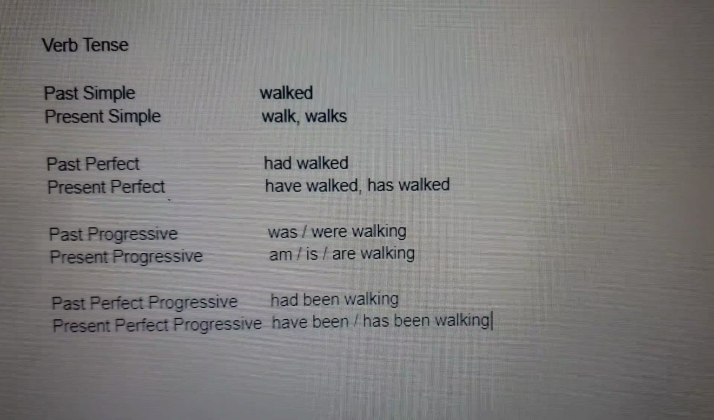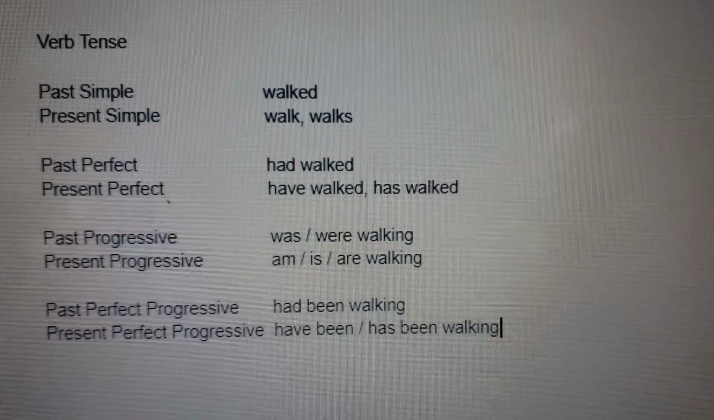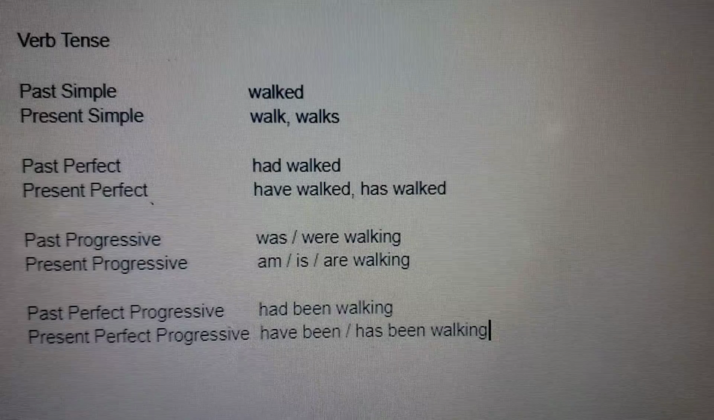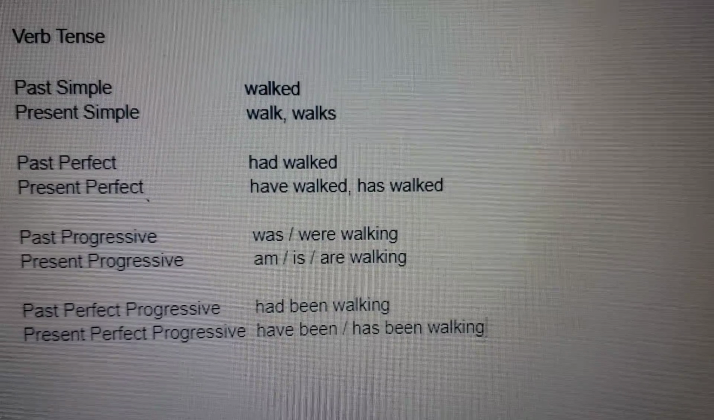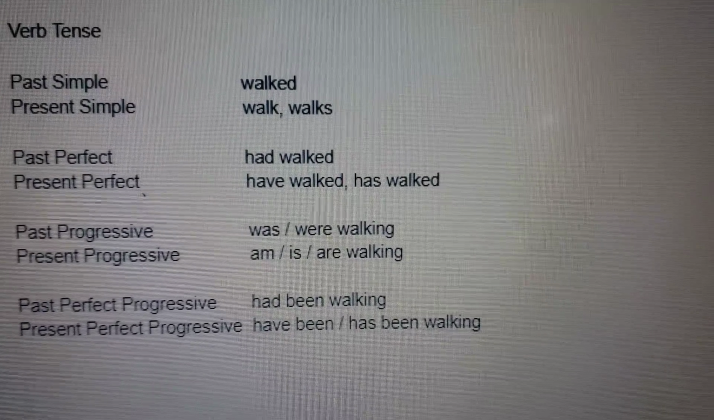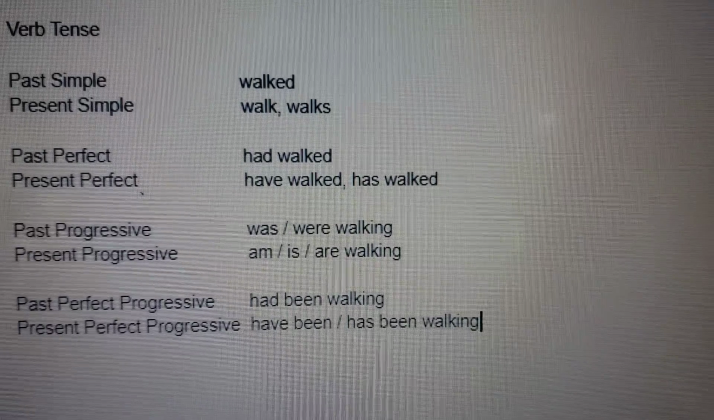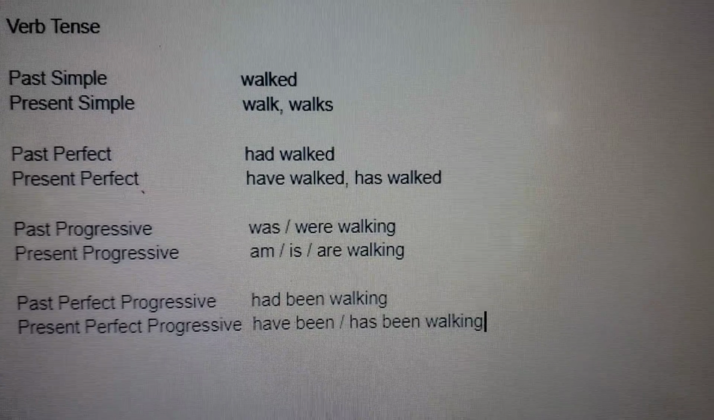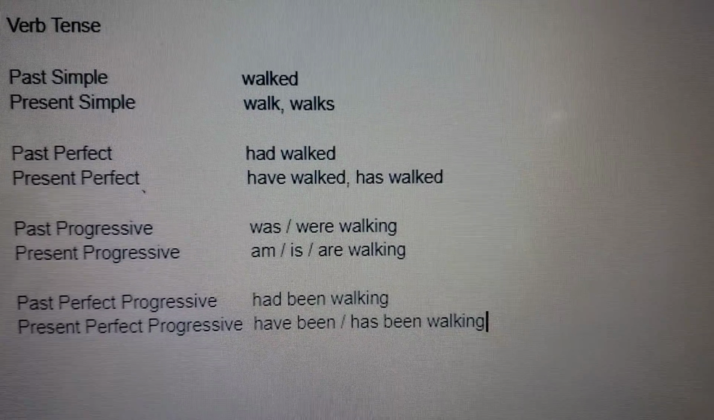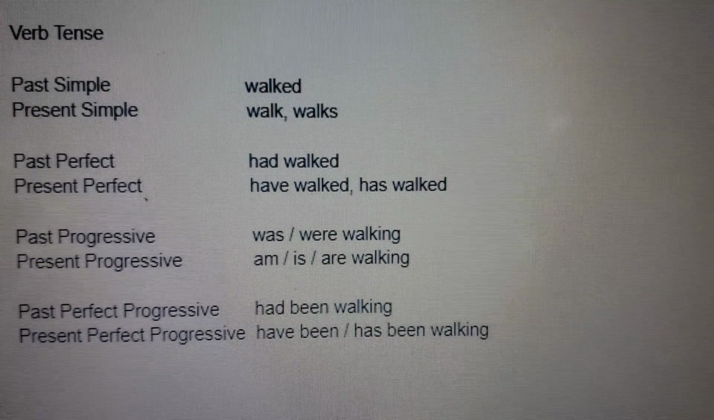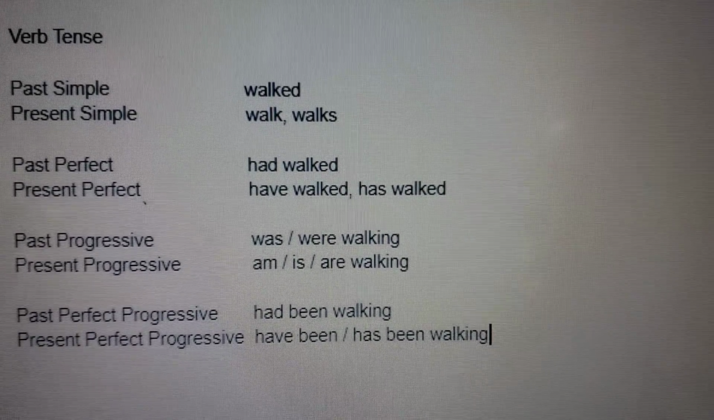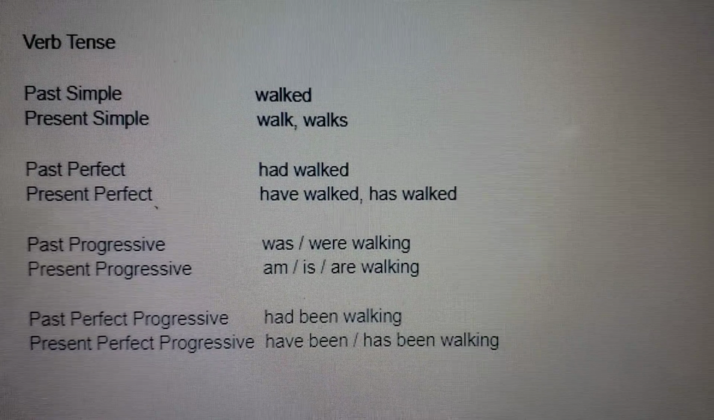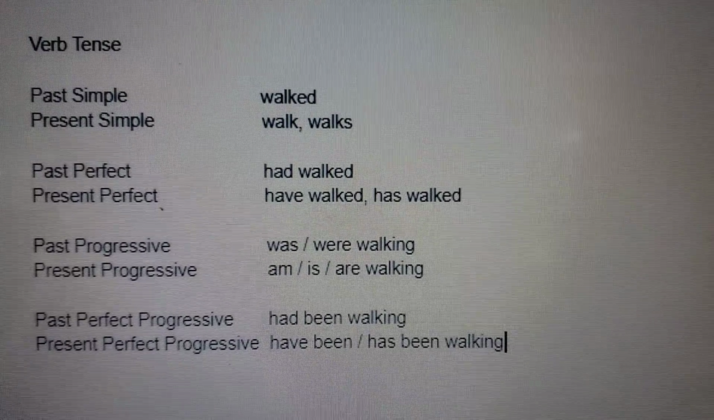Hello, everyone. Today we're talking about verb tense, past and present tense. An action has started in the past, or started and completed in the past, or started in the past and is still ongoing, or started presently at the moment of the conversation. So we have simple tense, perfect tense, progressive tense, and then the past and present perfect progressive tense.